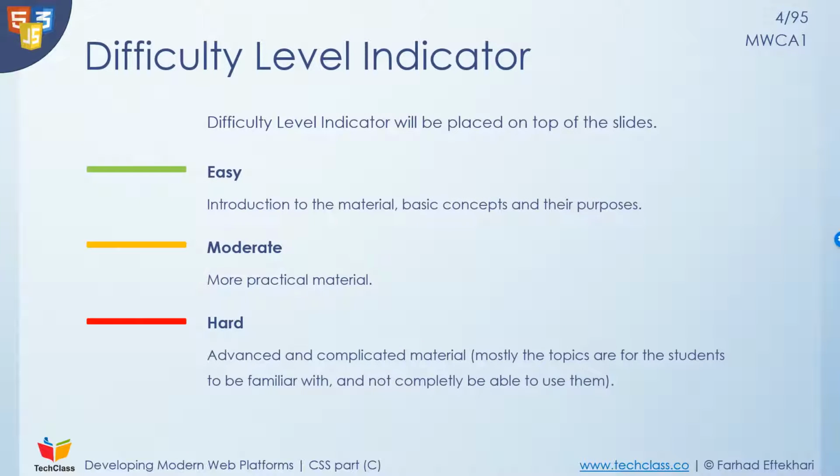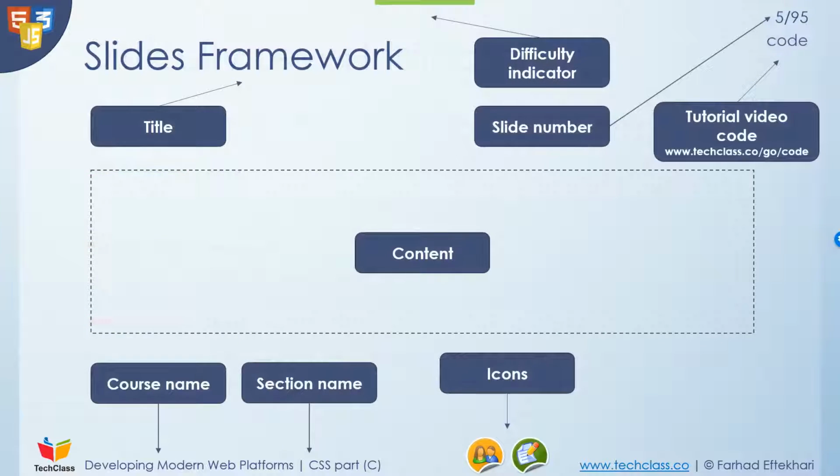And here is also a difficulty level indicator that you may encounter at the top of each slide. It depends on the student how deep they want to gain knowledge according to the material of the course. Some students would like to just get familiar with the principal material. Some would like to get to know more about the advanced material. And here are also slide frameworks where you can find the title, difficulty level indicator, the slide number, and tutorial video code. The content is going to be here, along with the course name, section name, and those typographical conventions and icons that we got familiar with.